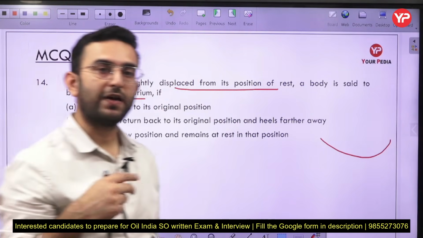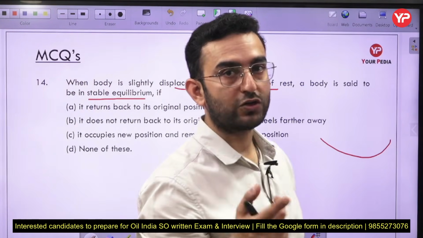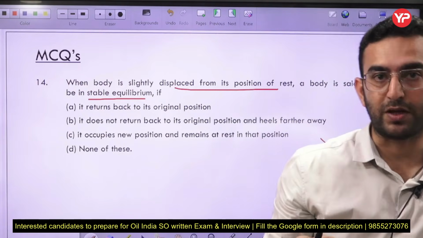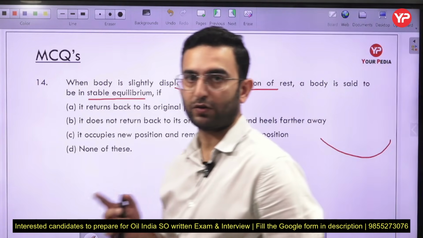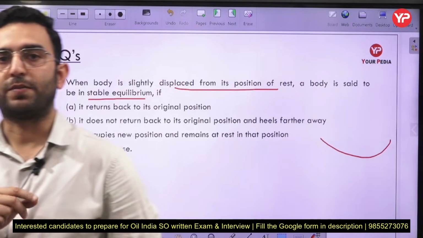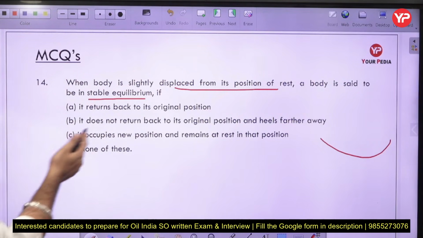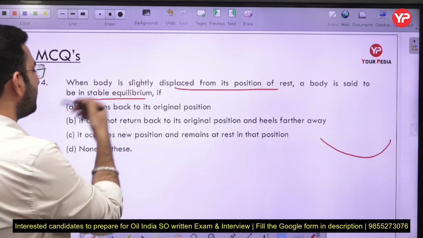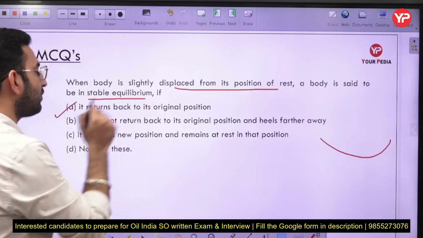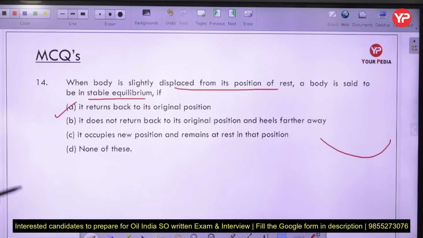And the third case, whenever we are displacing the body and the body is not coming into the state of equilibrium, no matter where it goes, it will be a case of unstable equilibrium. So in this case I can say a body is said to be in stable equilibrium if it returns back to its original position. So option number A will be the correct answer.